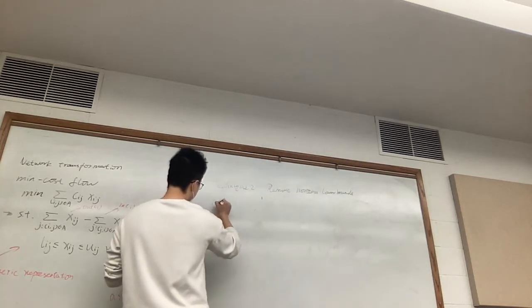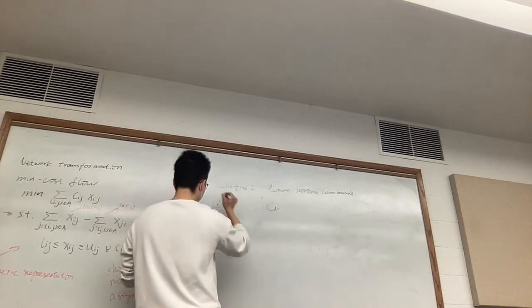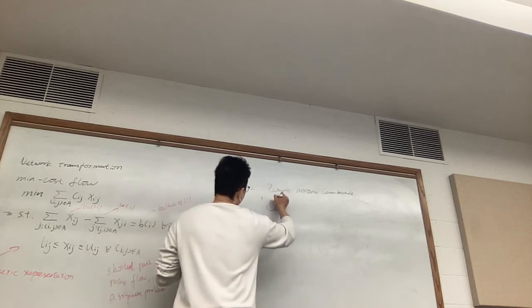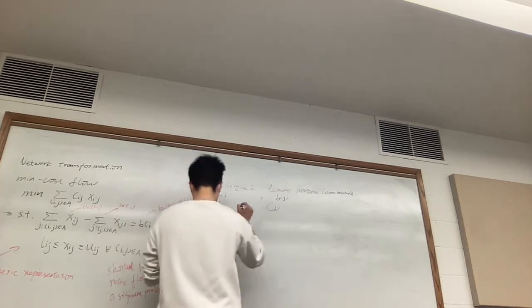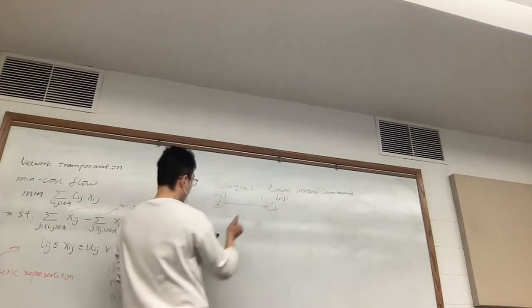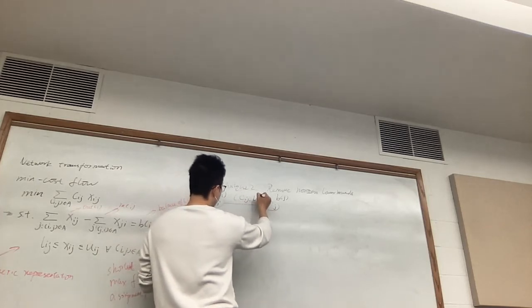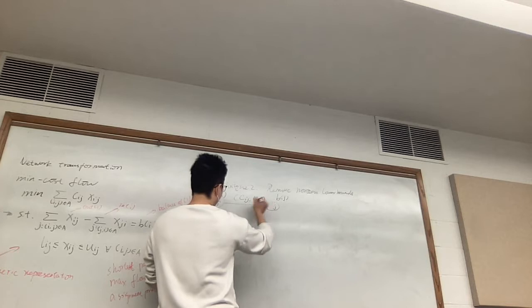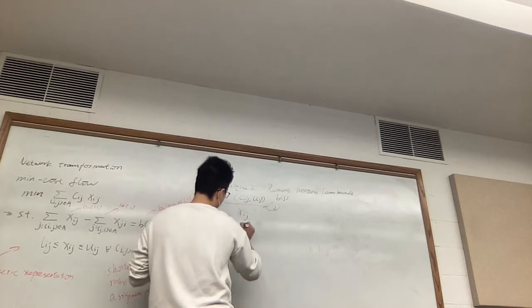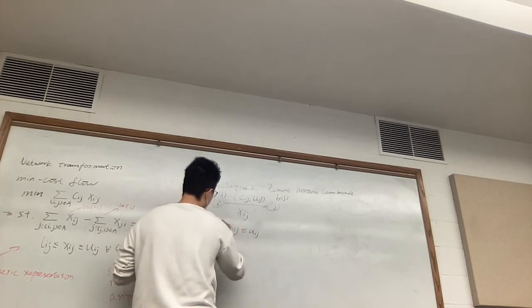Let's say we have a node I, node J. This node I should have balance Bi, and node J should have balance Bj. And say we have an arc from I to J. This arc has unit cost Cij, and the maximum capacity Uij. And the flow is Xij. And of course, Xij should be less than or equal to Uij and greater than or equal to Lij.